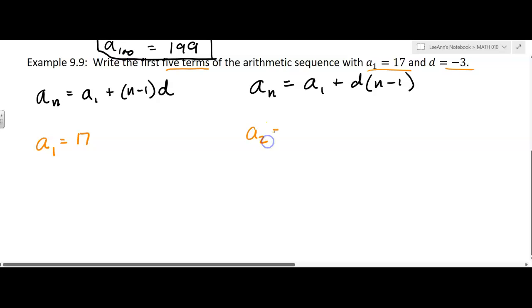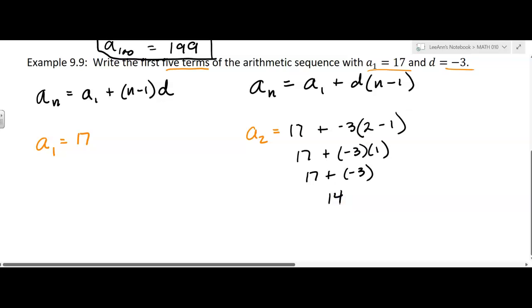So the second term is going to be, let's see, it's going to be 17 plus d, okay, so the difference is -3, and then 2 minus 1. So it's 17 plus a -3 times 1, 17 plus -3, which is 14. Okay, so now we know a sub 2 is 14. Now you might say, well, that's a lot of work. Why don't I just keep subtracting 3? Because that's the common difference, or adding -3. Yeah, that's probably an easier way to do it.